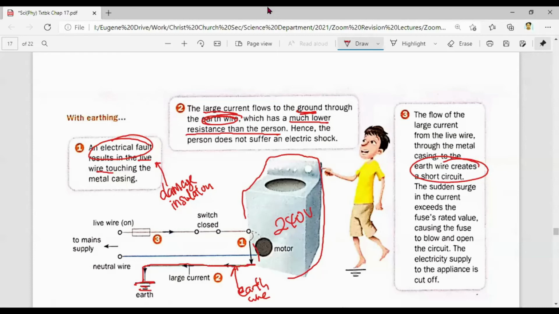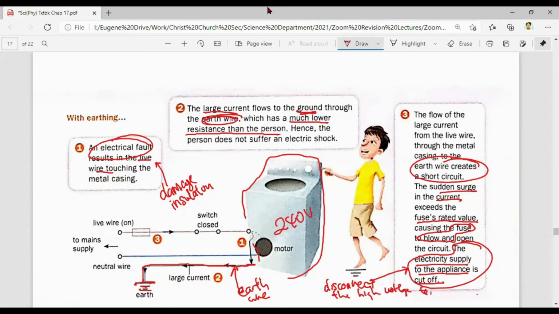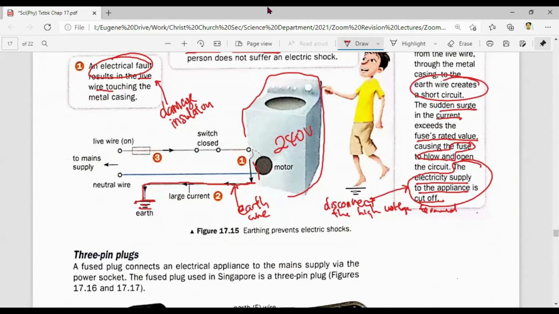Now, in your mind you're thinking, sure, a lot of current, so the fuse and the circuit breaker will activate, is it? The answer is yes. Because there's a sudden surge of current, or a very large current starts to flow through, this exceeds the fuse rating. It either causes the fuse to blow and hence open the circuit, or the circuit breaker will trip. All this will actually cause the electrical supply to be cut off. This sentence here typically you will write: disconnect the high voltage terminal.